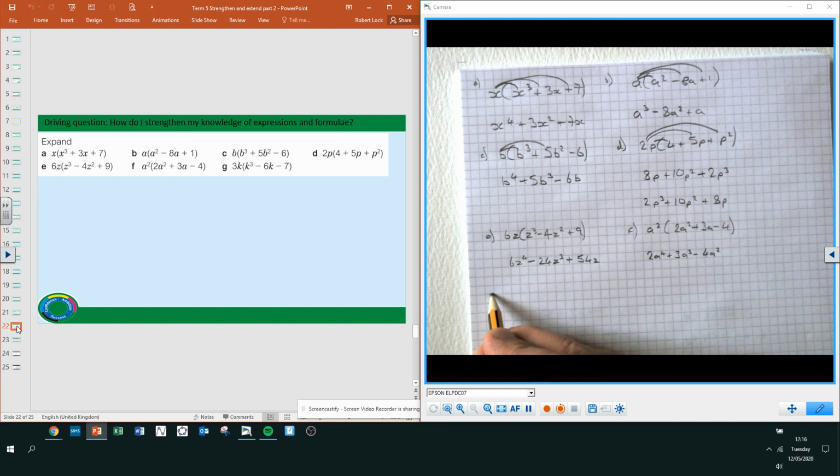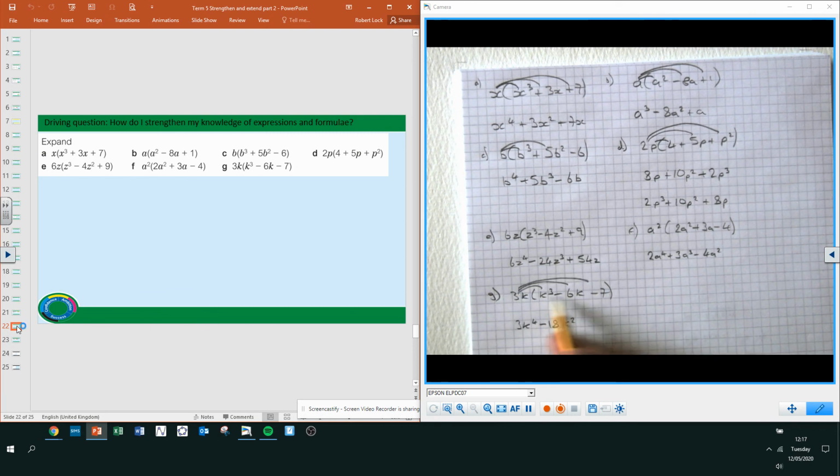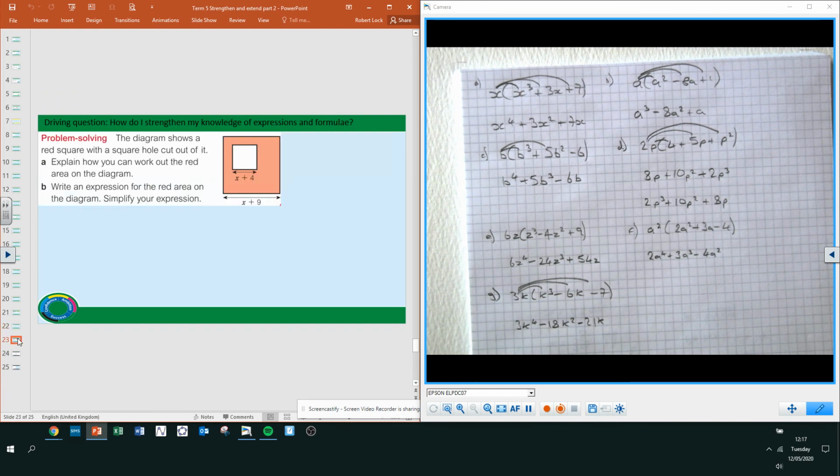G. 3k bracket k cubed minus 6k minus 7. That one, 3k, that would be 3k to the power 4. 3 times 6 is 18, minus 18k squared. 3 times 7 is minus 21k. Answer G. Done. Last question.